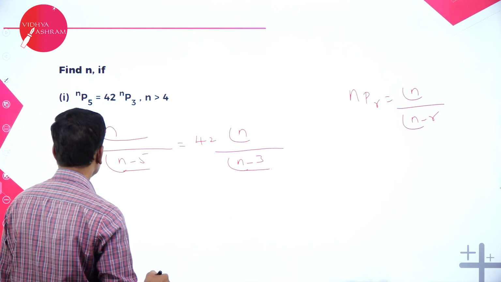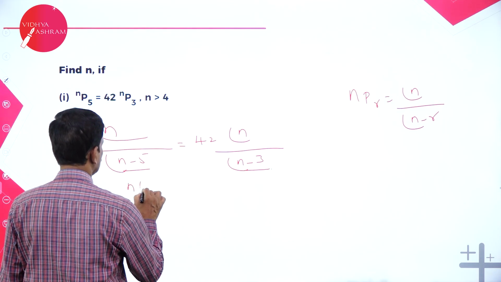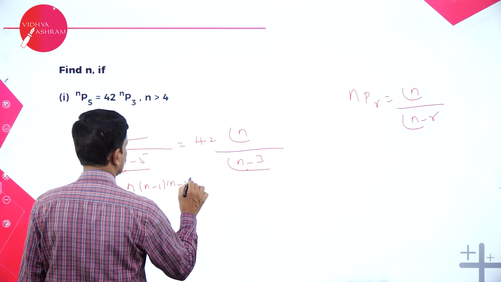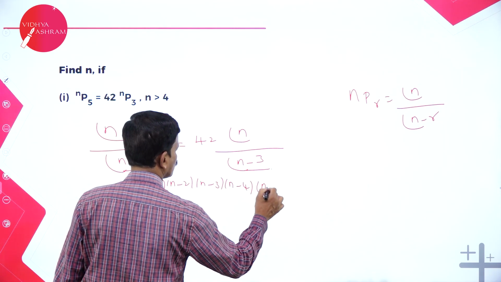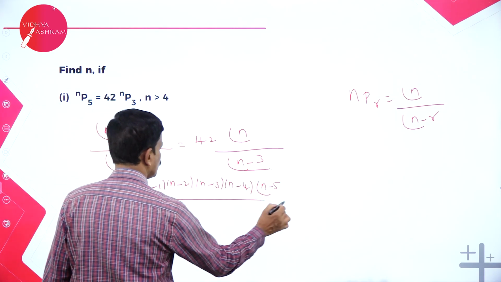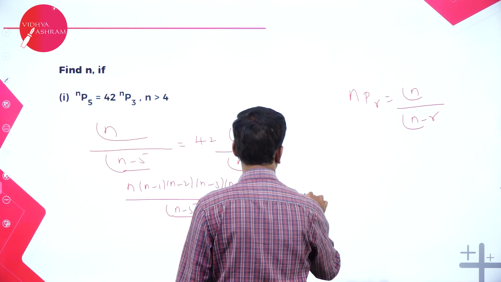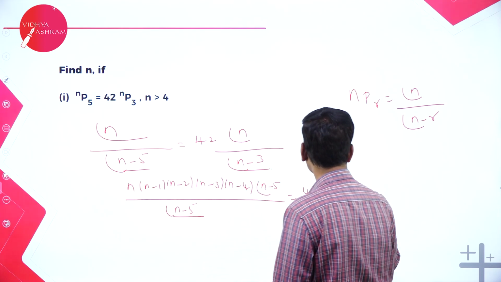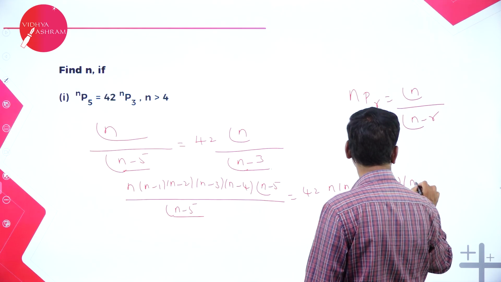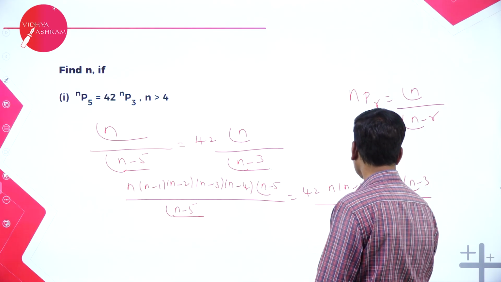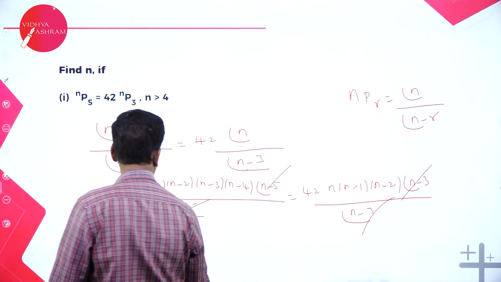Now, n factorial is nothing but n into (n minus 1), (n minus 2), (n minus 3), (n minus 4) and (n minus 5) factorial, divided by, in the denominator, (n minus 5) factorial, is equal to 42 into the same n into (n minus 1), (n minus 2), (n minus 3) factorial divided by (n minus 3) factorial. These two get cancelled. n minus 5 gets cancelled.